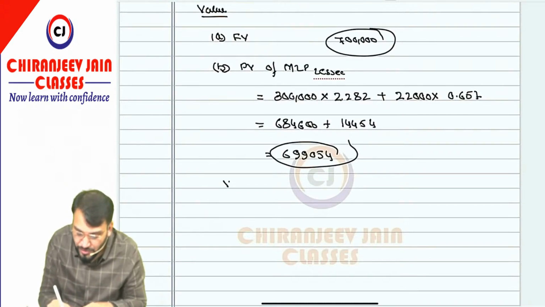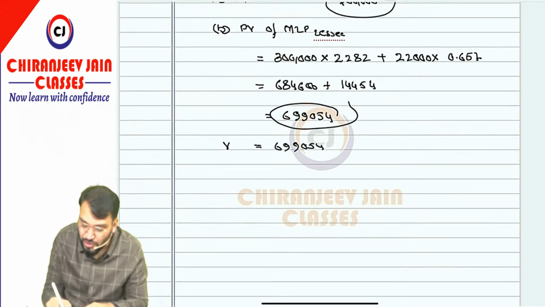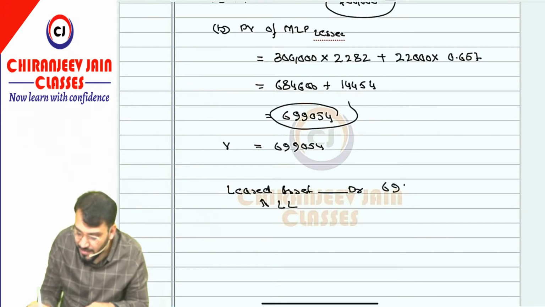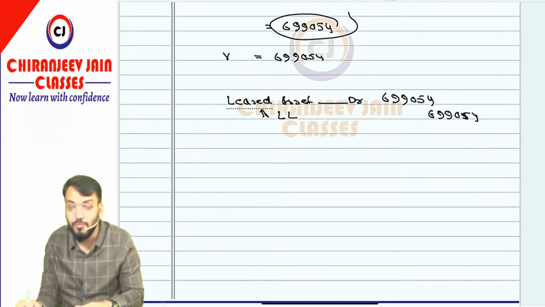So value of machinery and lease liability will be equal to 6,99,054. Initially we'll pass one journal entry: lease asset account debit to lease liability at 6,99,054. Now they have also asked you to calculate the finance charges.